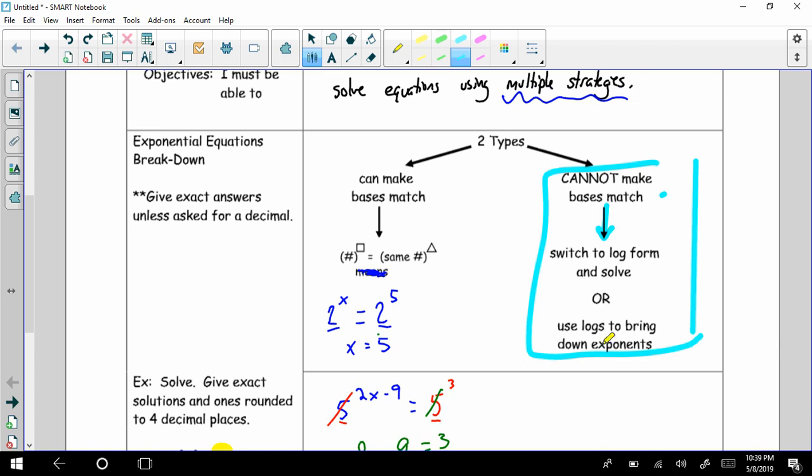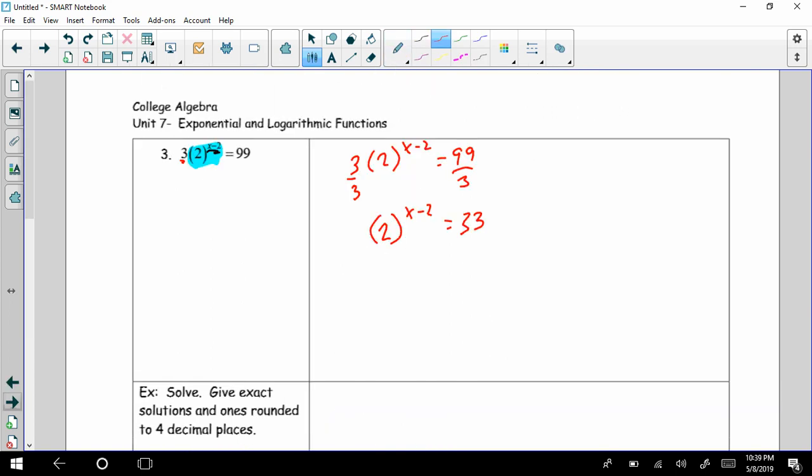Sometimes we use logs to bring exponents out if we have a variable in the exponent. So we're gonna switch this to log form. Okay. So log base 2 of 33 is equal to x minus 2.